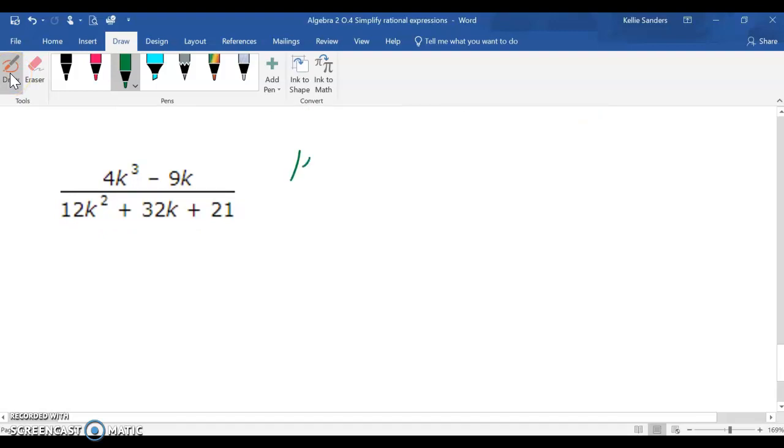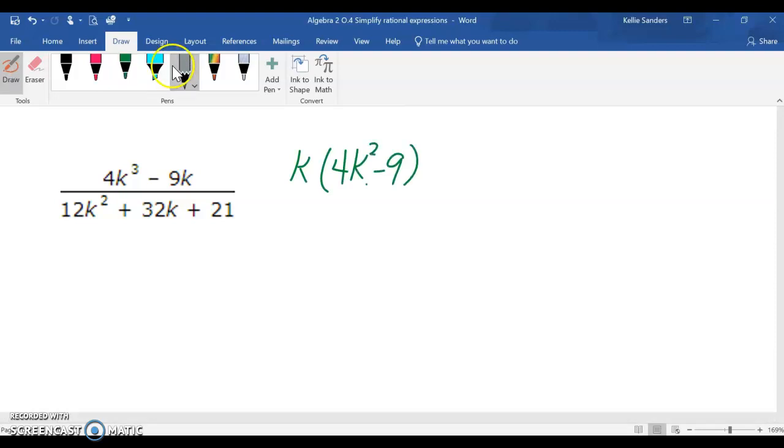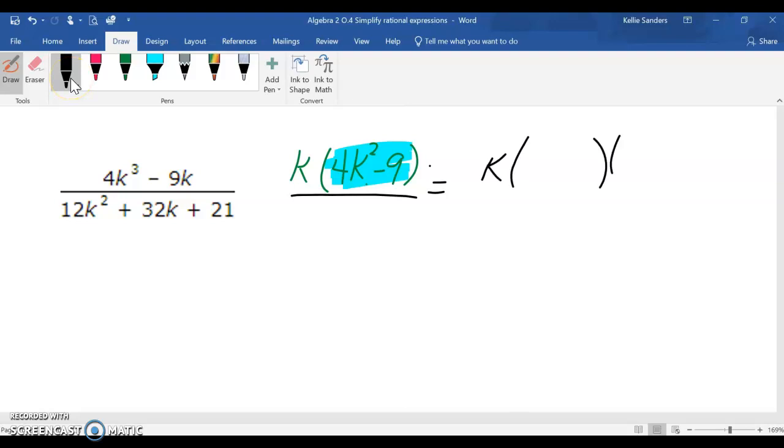Alright, we're going to take a K out. And that leaves us 4K squared minus 9. This is a difference of squares. The K stays. So the square root of 4K squared is 2K. The square root of 9 is 3. One's a plus, one's a minus.